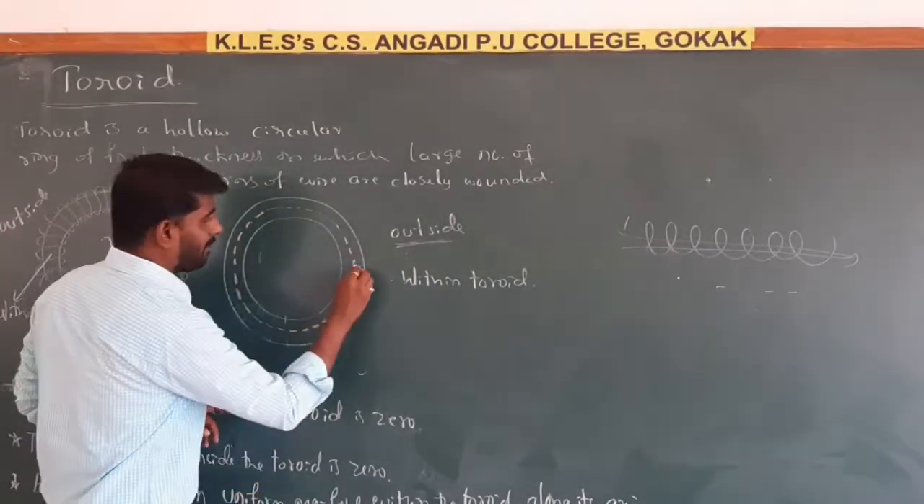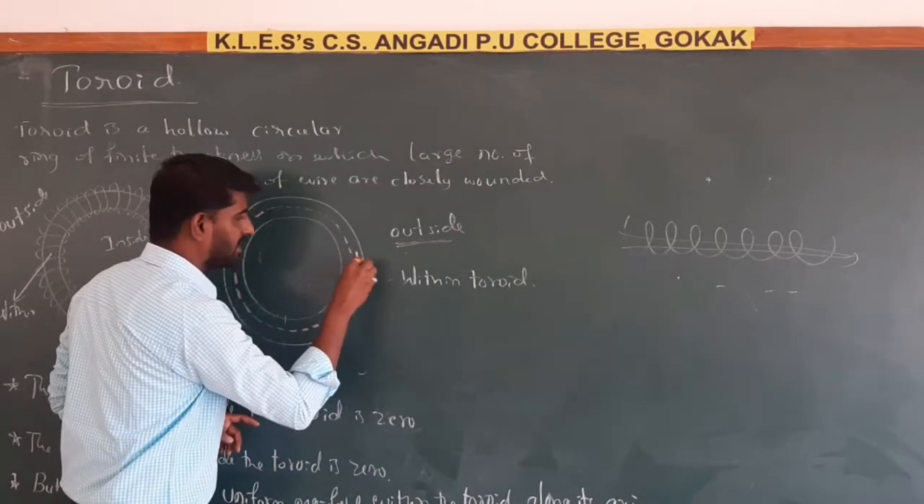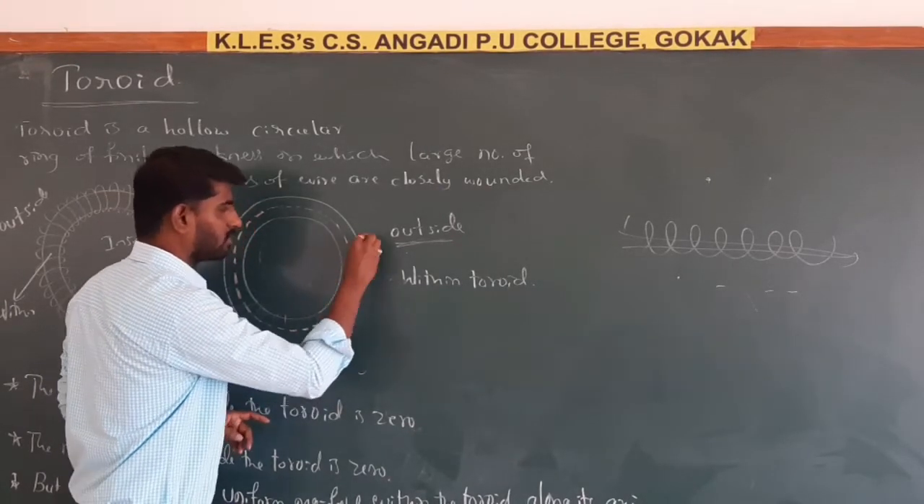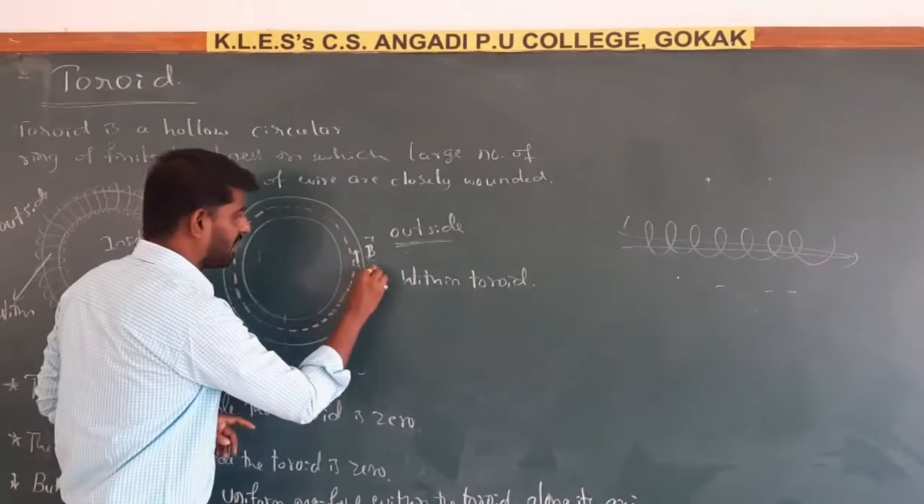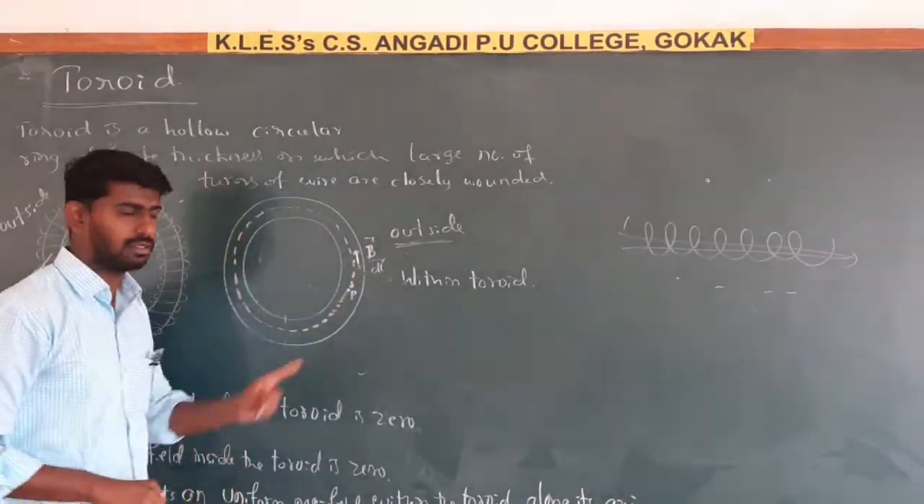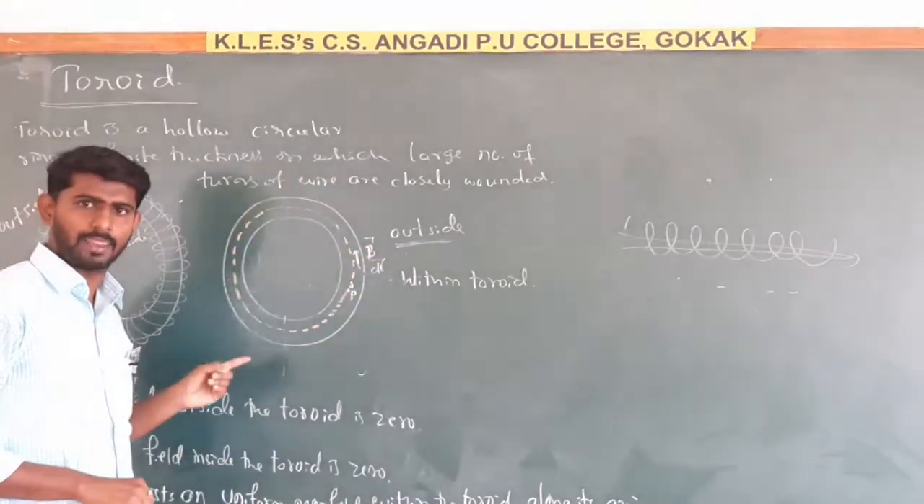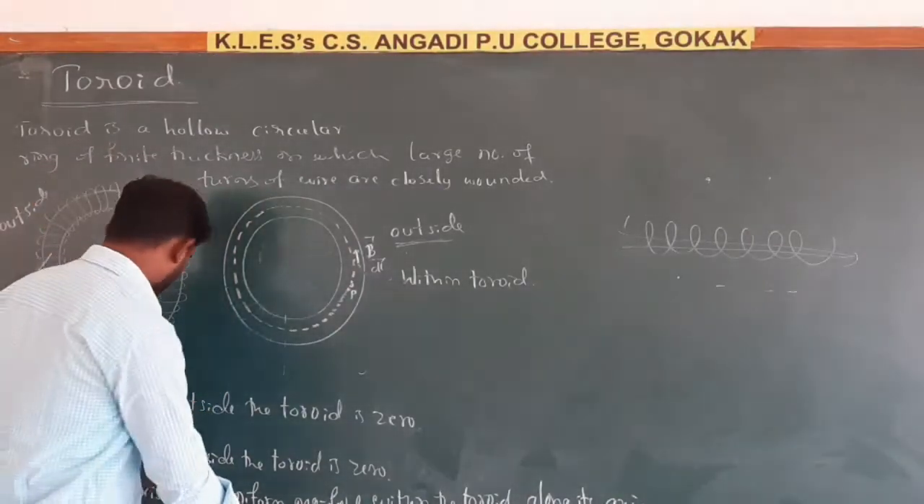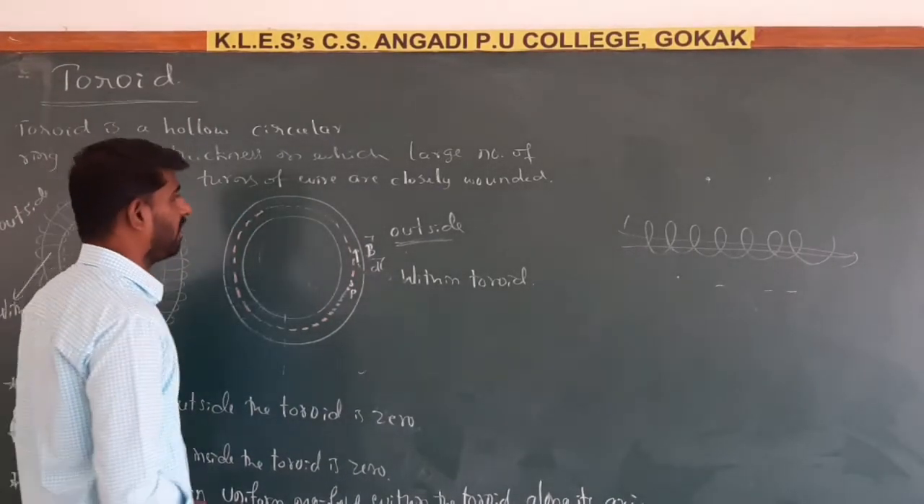And see here, the magnetic field is in this direction. Suppose the magnetic field is in this direction, and the dl is also in the same direction. So both are in the same direction. So that's why I have taken it as a circular ring.